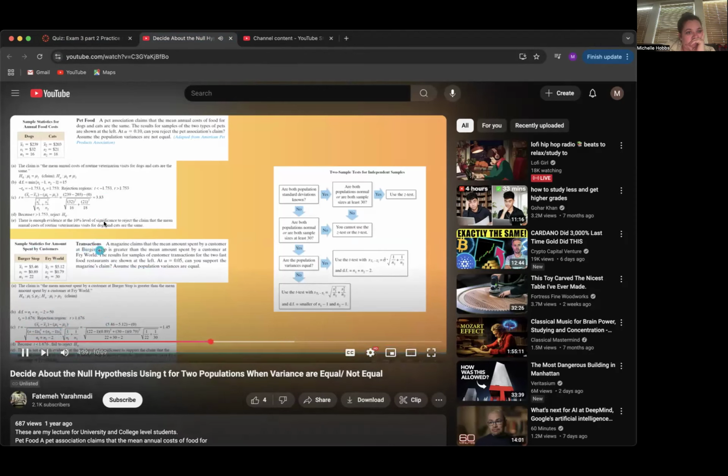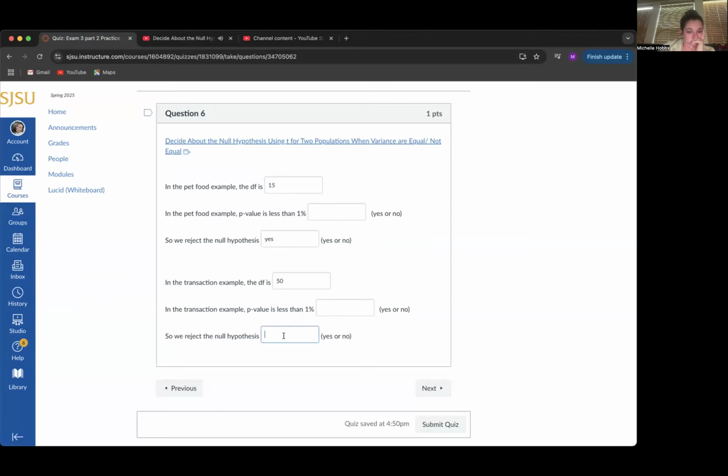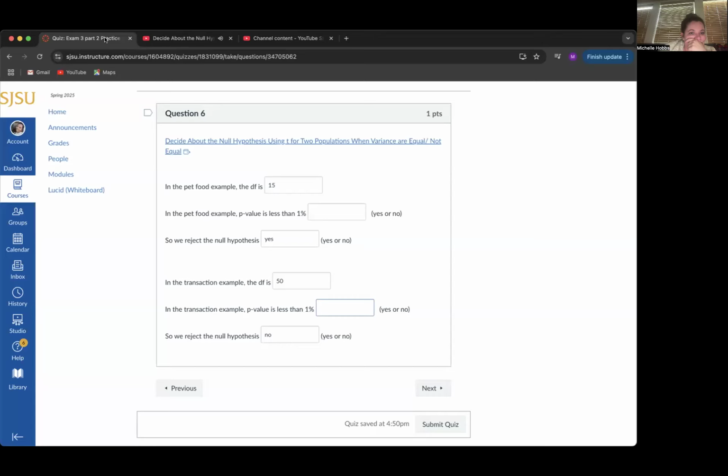So transactions. A magazine claims that the mean amount spent by a customer at Burger Stop is greater than the mean amount spent by a customer at Fry World. The results for samples of customer transactions for two fast food restaurants are shown at the left-hand side. So X1 bar, the first average, is $5.46, with standard deviation 0.89, and the sample size 22. The second average is 5.12, with standard deviation 0.79, and sample size 30.